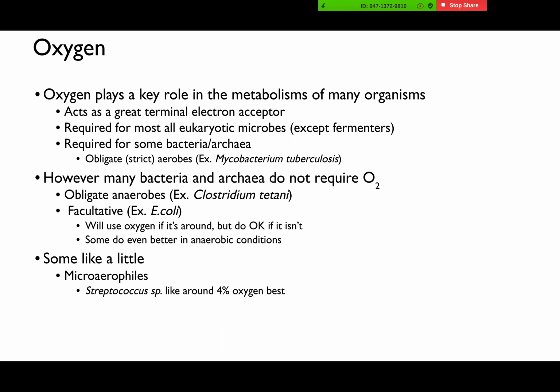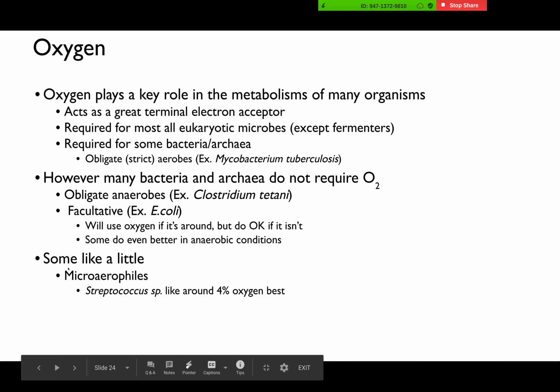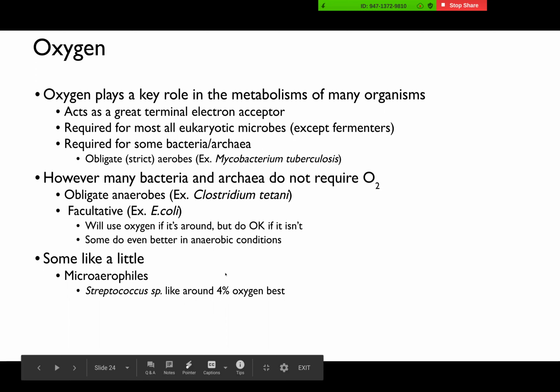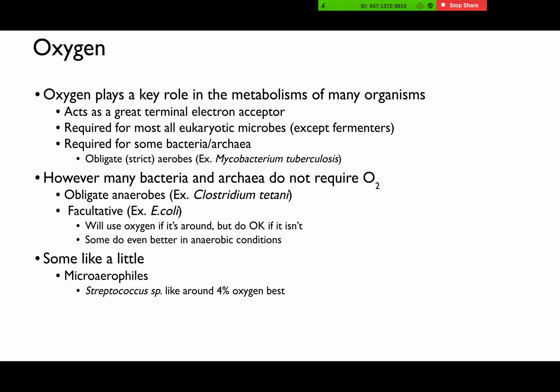And so, for instance, Streptococcus, the genus of bacteria that causes strep throat, they like around 4% oxygen at best. That's about the oxygen that's present in the back of your throat. So they like that environment there.